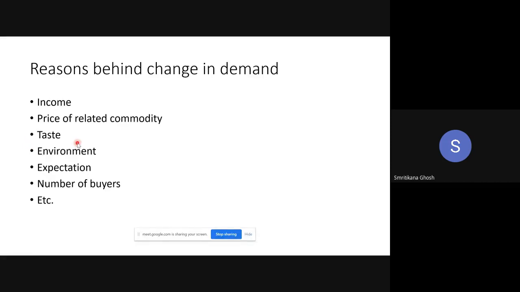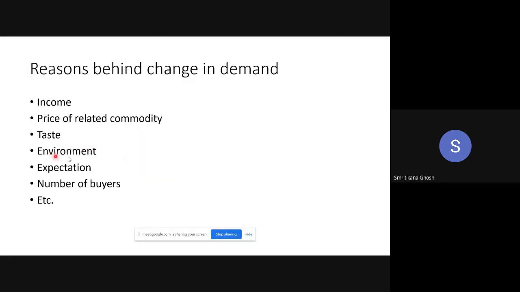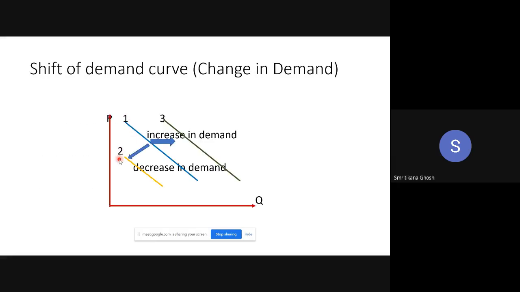Now look at the next one, taste. I'm using a commodity for several years and suddenly my taste has changed and I think, okay, from tomorrow I will not use that commodity, I will use something else. So in that case, my demand will fall and it is a movement from 1 to 2. Okay. What about the environment? In the summer season, we never demand sweaters or jackets. So again, in the summer season, my demand for the jacket will fall and it will be a movement from 1 to 2.